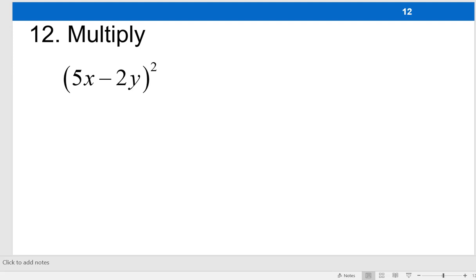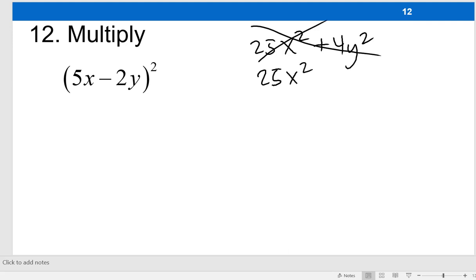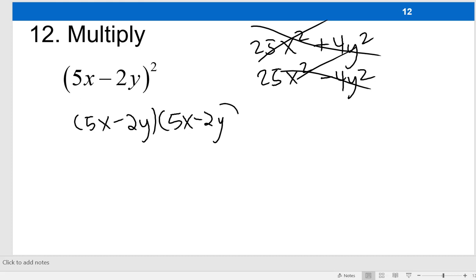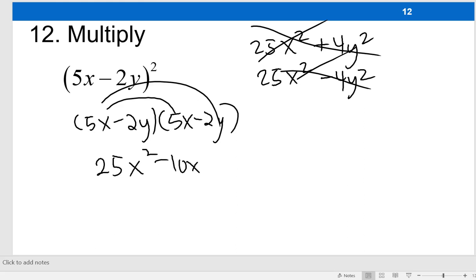Do not make this. Do not make this. If you go straight to that, you have not been paying attention and you are trying to use magic tricks instead of actually doing stuff. How do we do this? We write it out. 25x squared, I see that, minus 10xy, minus 10xy, plus 4y squared.